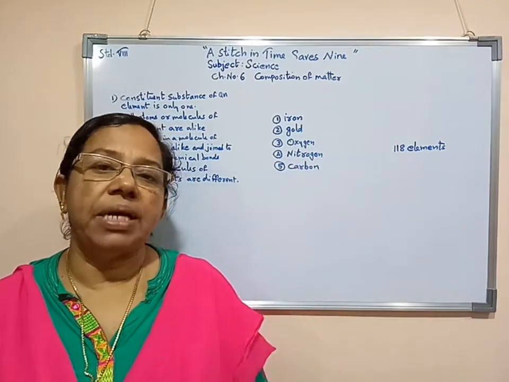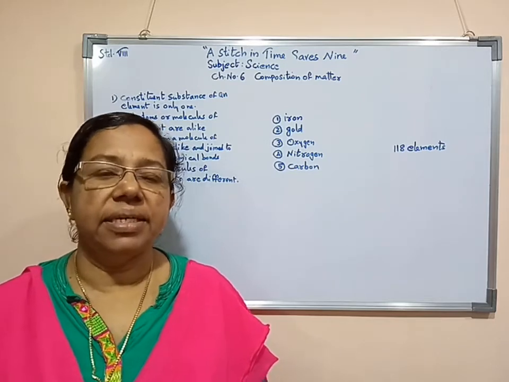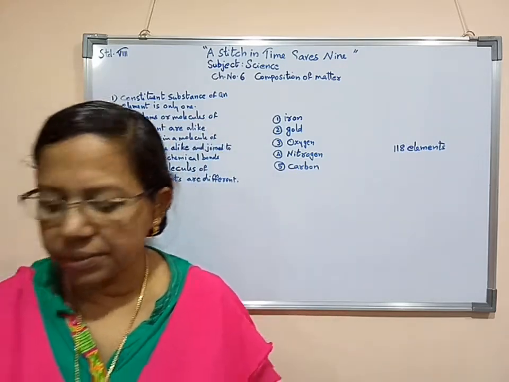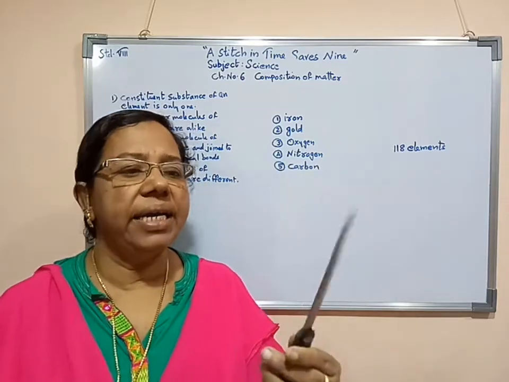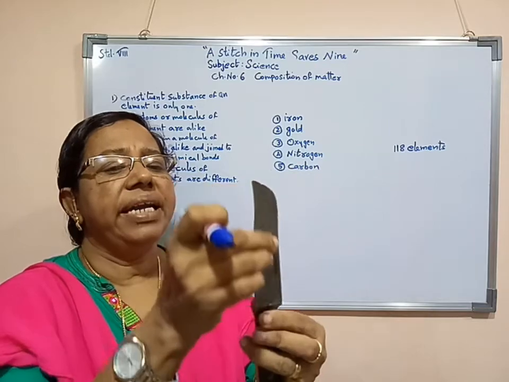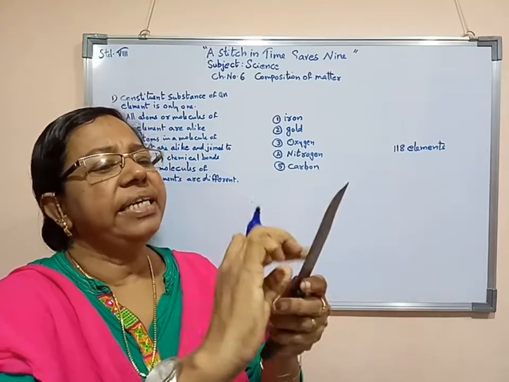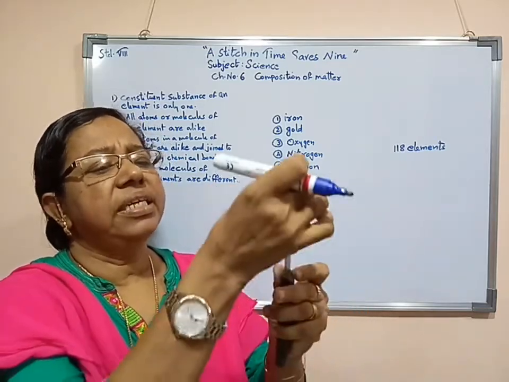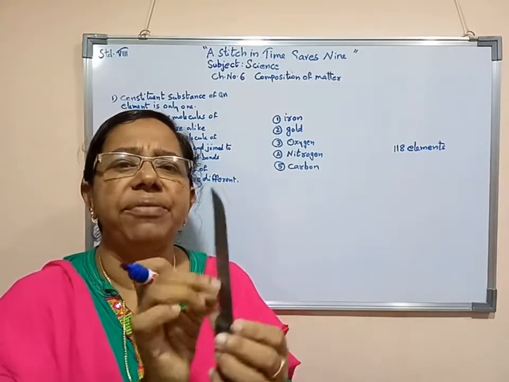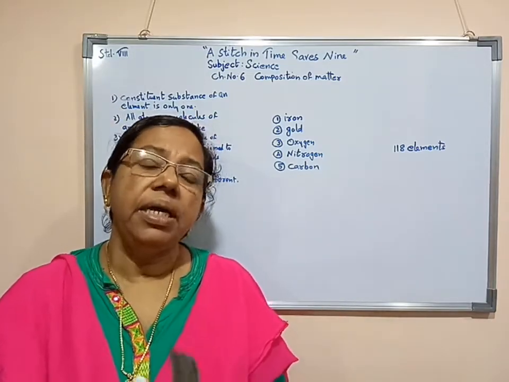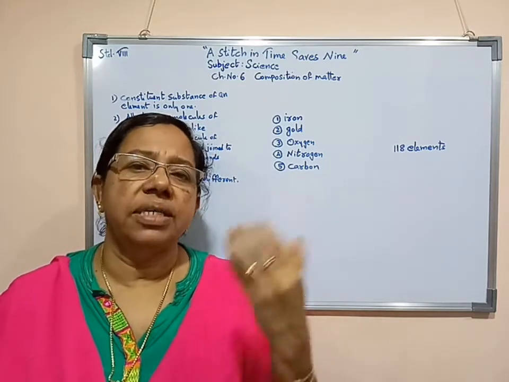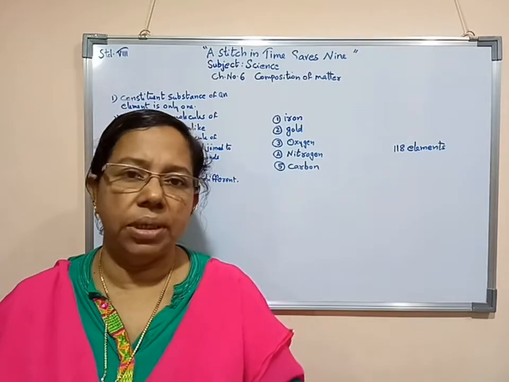Now we are studying their characteristics. First we will think of iron. This is iron, this iron knife. Now when we think of this iron knife, all its particles, its atoms or its molecules, are made of iron. If we think of gold, each and every particle is made of gold.